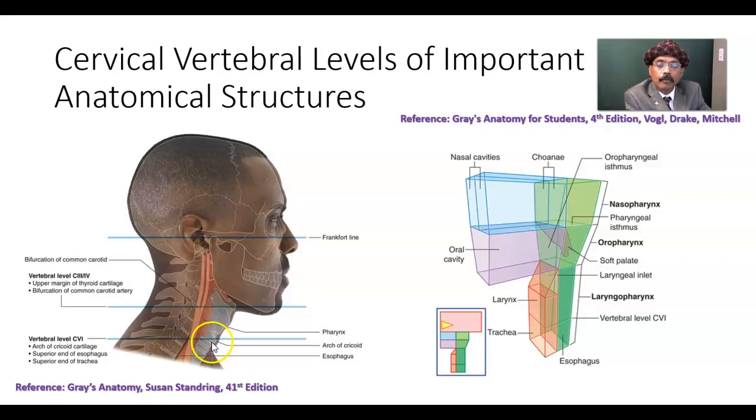From the lower border, we have the beginning of the trachea, and this is the esophagus. This continues from the lower end of the laryngopharynx. And here, this is the laryngopharynx. It continues as the esophagus. This is the area for the cricoid cartilage that continues as the trachea.